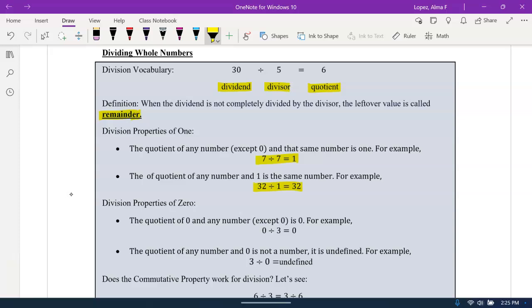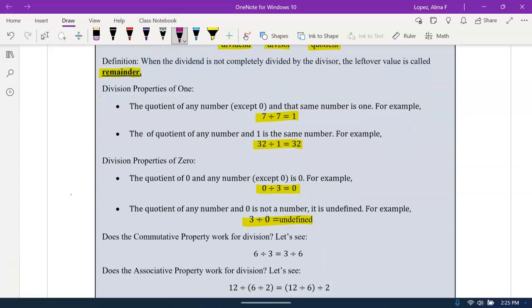Dividing 0 by any number will equal 0, but dividing any number by 0 is called undefined. A neat little trick that I like to use is this: if the 0 is underneath, it's undefined.